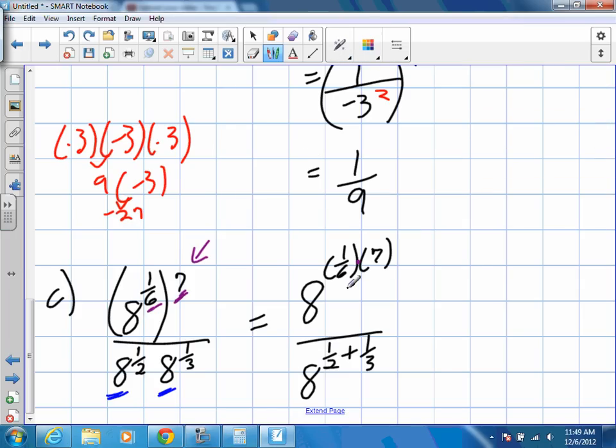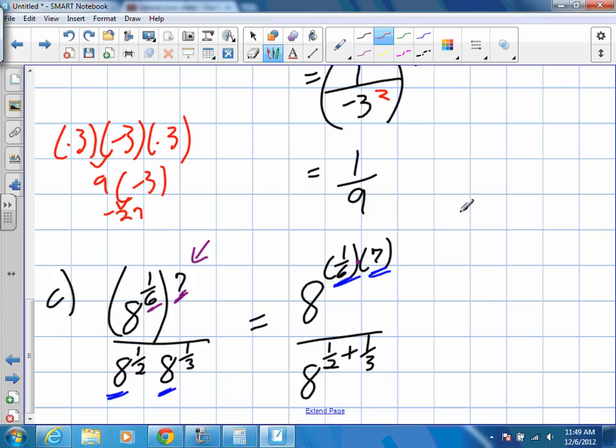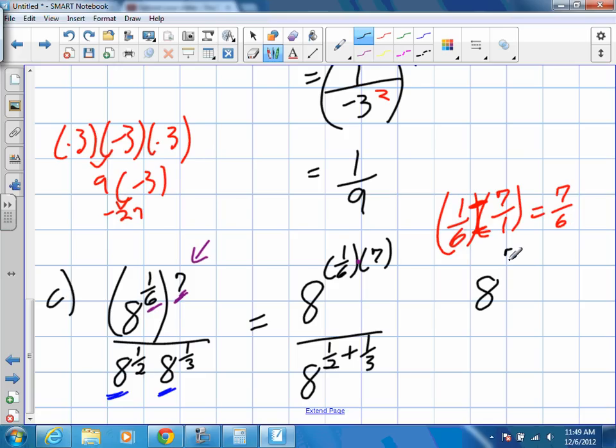Well, if you guys remember your fraction rules, multiplying fractions, we have 1/6. What's 7 as a fraction? 7 over 1. When multiplying fractions, we multiply top by the top, bottom by the bottom. We'll get 7 over 6. So the numerator is going to be 8 to the power of 7 over 6 divided by.